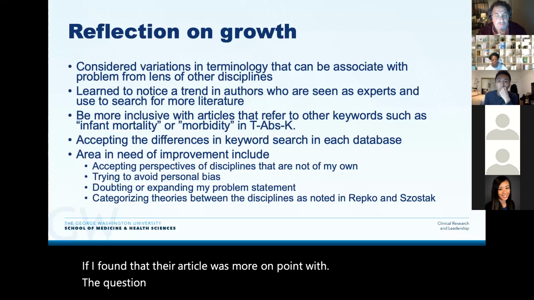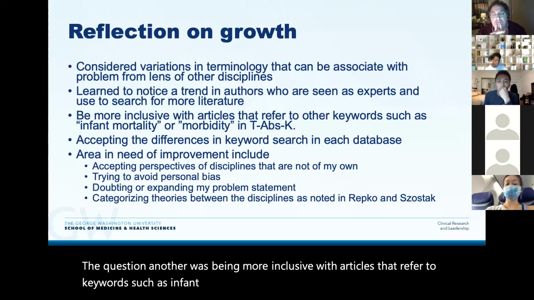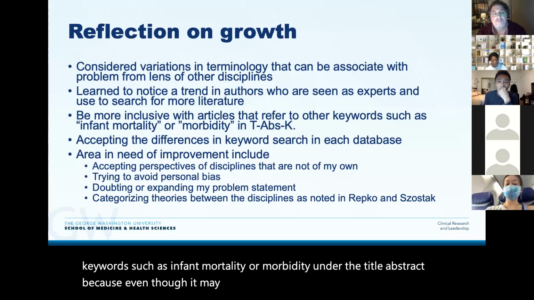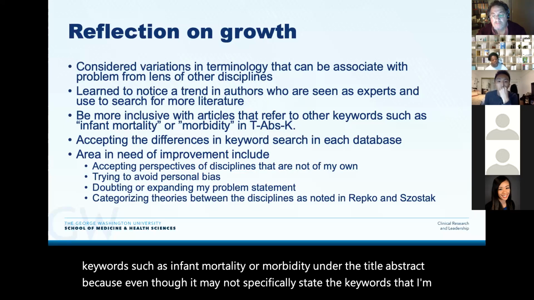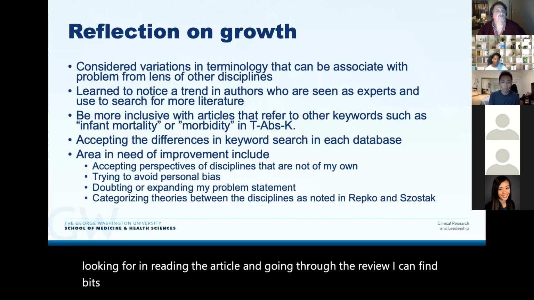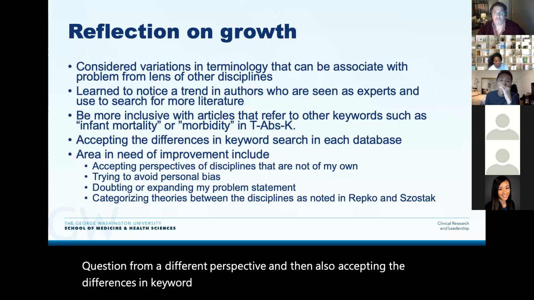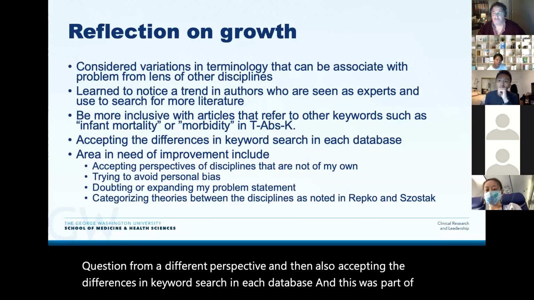Another was being more inclusive with articles that refer to keywords such as infant mortality or morbidity in the title or abstract, because even though it may not specifically state the keywords that I'm looking for, in reading the article and going through the review, I can find bits and pieces that address the question from a different perspective. And then also accepting the differences in keyword search in each database. And this was part of the vocabulary discussion that we had earlier.